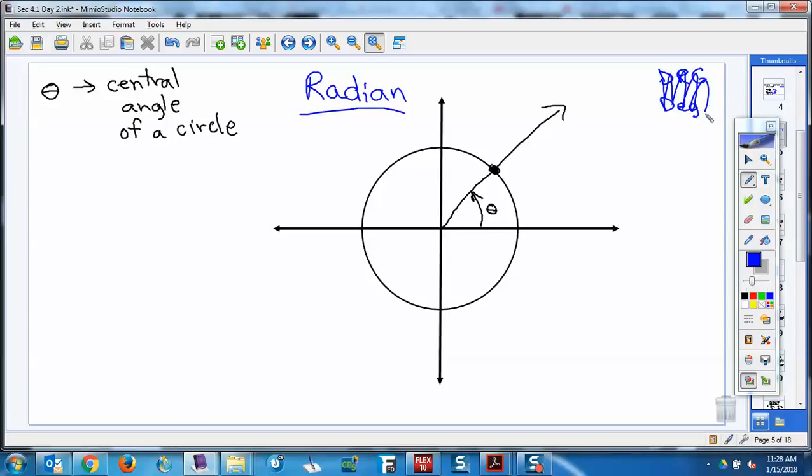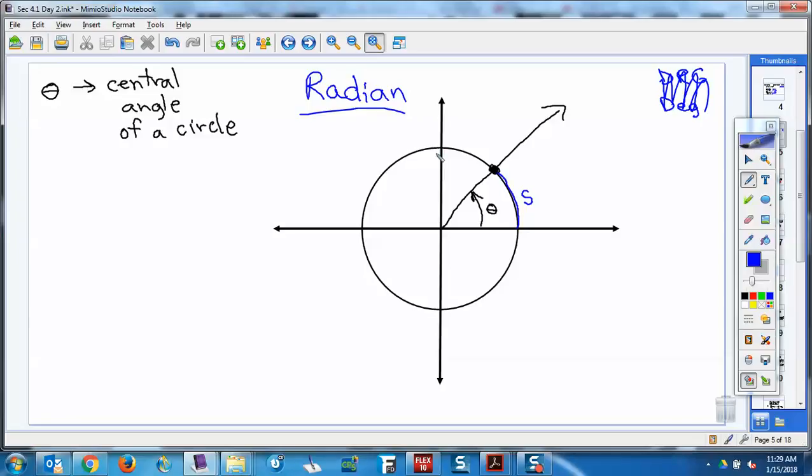Anyway, so here's what we're going to do with our little activity here. Okay? So this angle theta, so we're going to think of a point being on this circle. There is an arc length that is created right here.